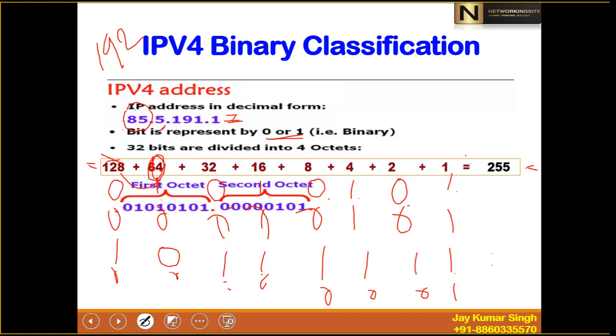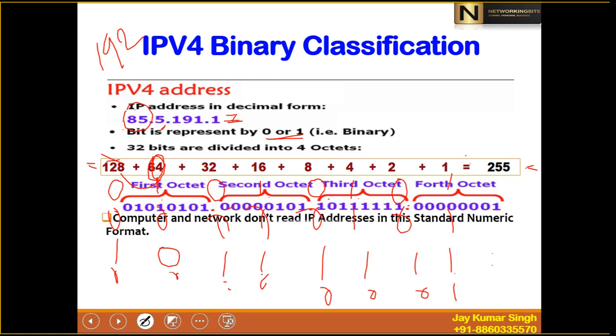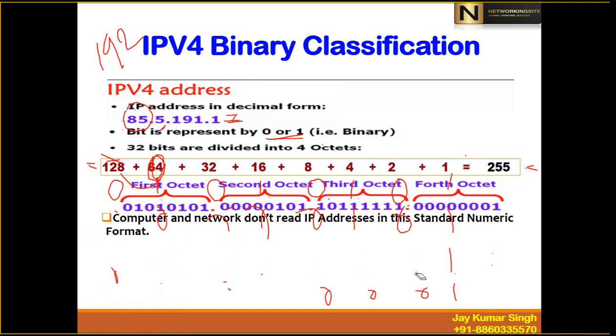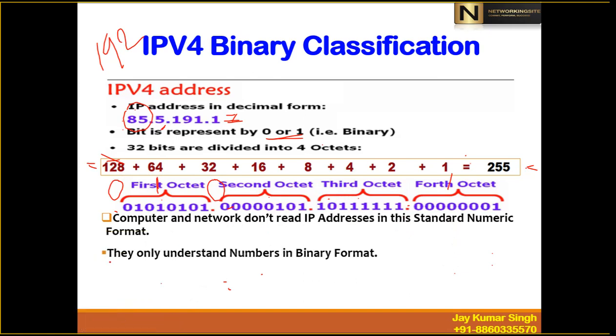Did you understand how to convert a decimal number to binary? Yes, I understand. Okay, now I'm going to give you one IP address: 66.94.29.13. Please convert this one into binary.